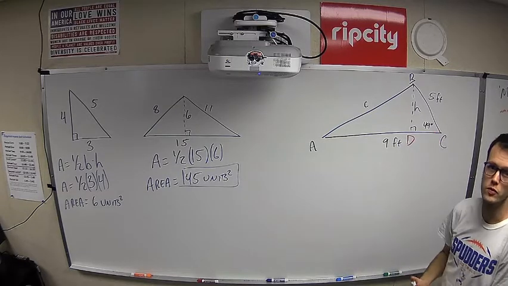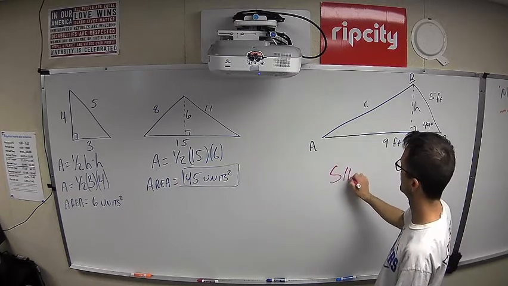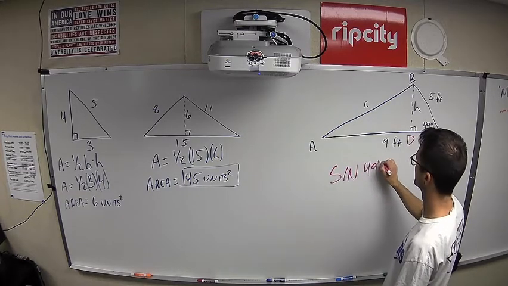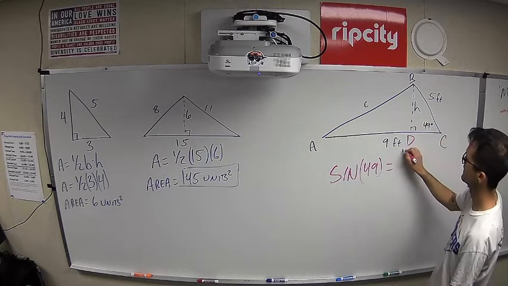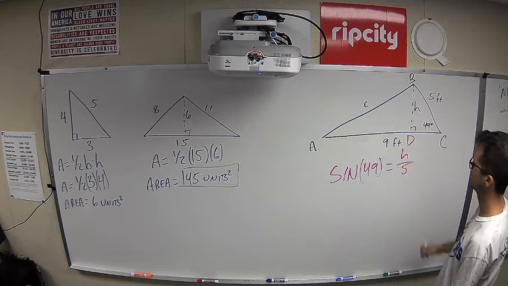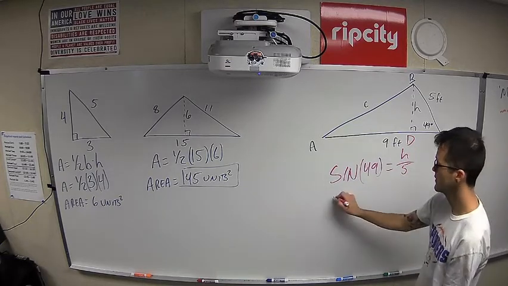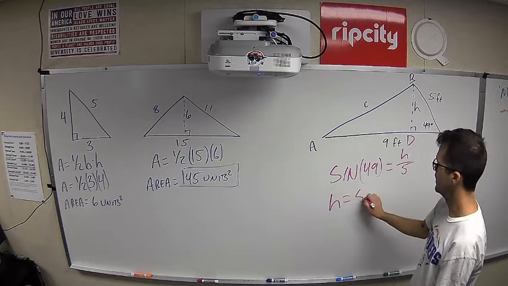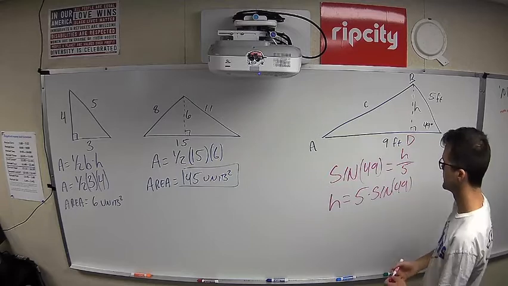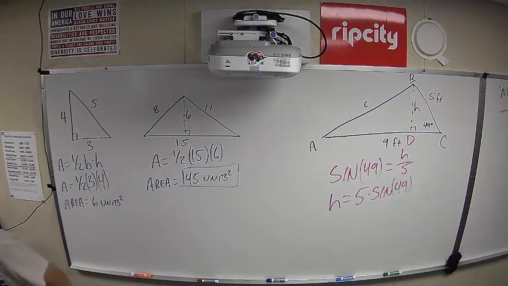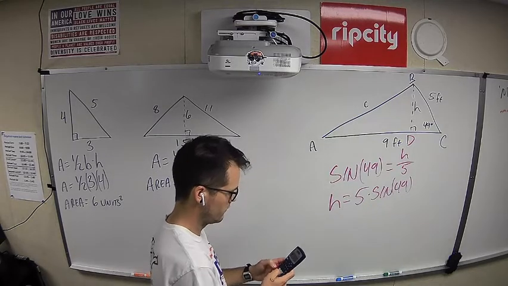So we are going to use a sine ratio. It's going to be sine of C, which in this case is 49 degrees. And the sine ratio, of course, is opposite over hypotenuse. So the opposite leg in this case is h. The hypotenuse has a length of 5. So I'm going to multiply both sides by 5, and I'm going to switch things around. So it says h equals stuff. It's going to be 5 times the sine of 49 degrees. And, of course, I don't know what that is. So I'm going to grab my calculator, and I'm going to type in 5 times the sine of 49 degrees.